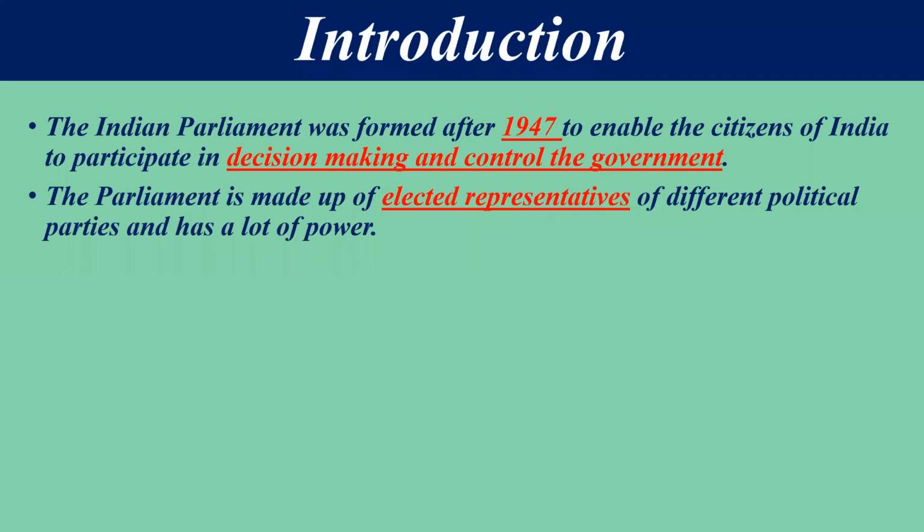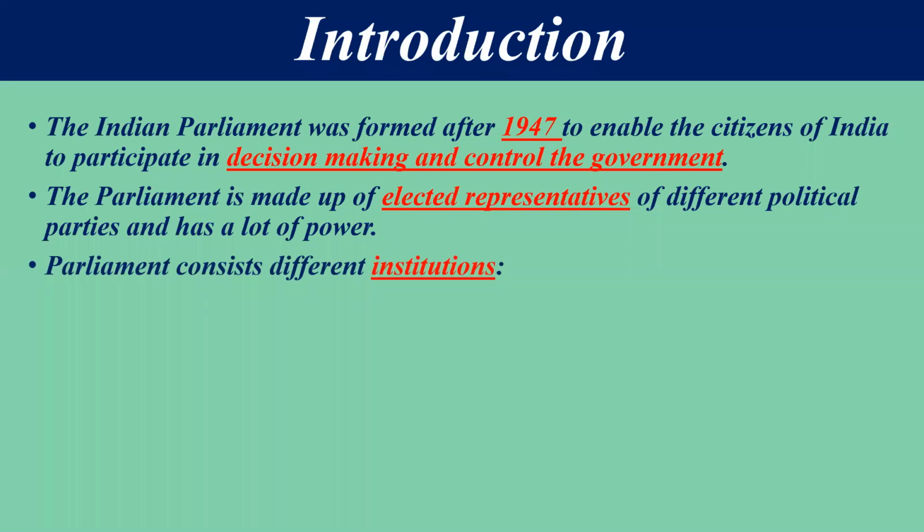But in the modern world, modern democracies have a very large population. So that's why direct democracy is not possible. So we always use indirect democracy, in which we elect our representatives, and these elected representatives have power on behalf of the citizens, right?